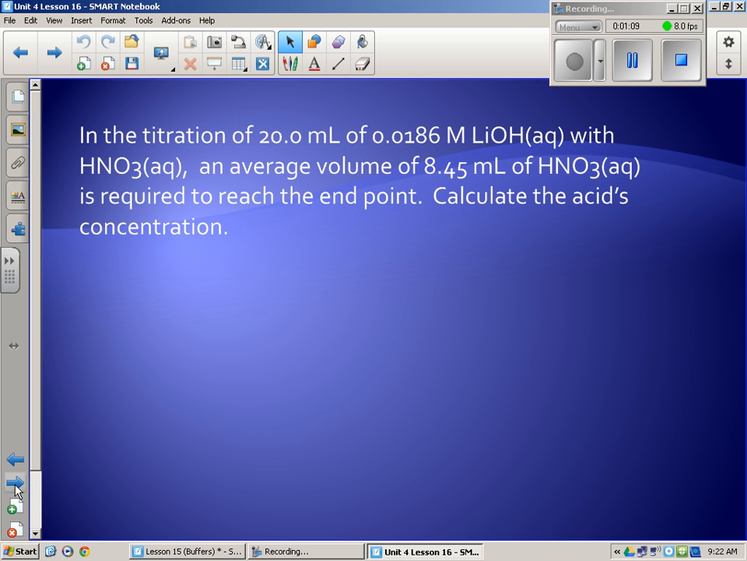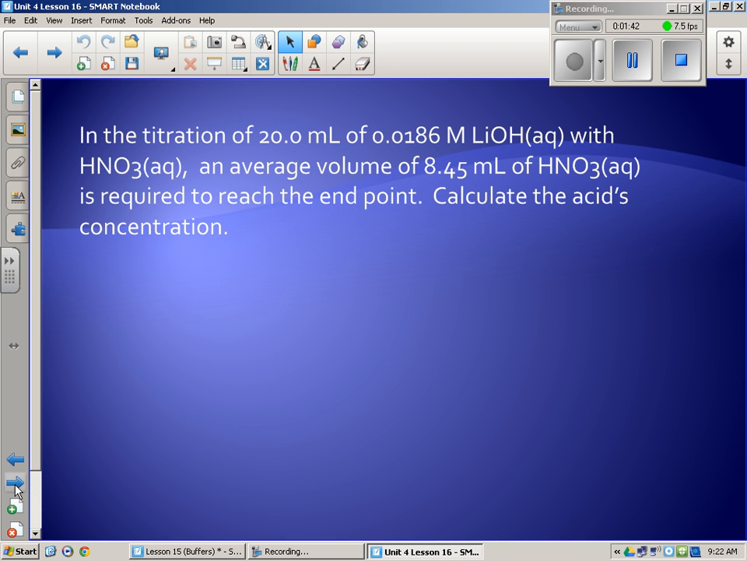Calculate the acid's concentration. So we need to find the concentration of the nitric acid. I want you guys to start right here. We're doing stoichiometry. We need to come up with an equation and put the information in the right spot. It's kind of like what we were just doing. We're not looking for the equivalence point in this case because they actually tell us the equivalence point. It says the average volume required is 8.45 milliliters. So that would be your equivalence point in this case. What I want to know in this particular example is the acid's concentration.